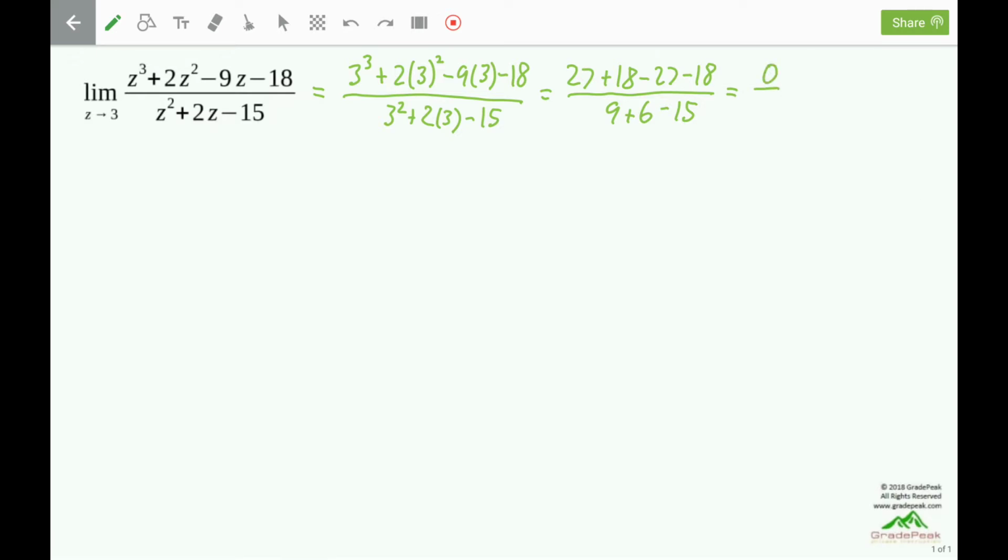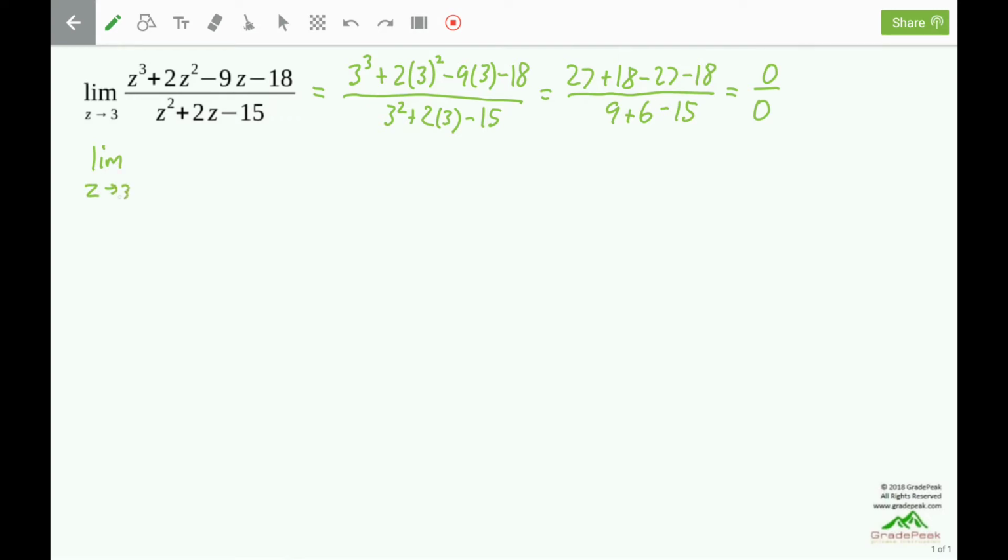We have a 0 in the numerator. In the denominator, 9 plus 6 is 15, minus 15 is a 0 in the denominator. We have the 0 over 0 indeterminate form, and we need to rework this to determine it. Since these are power functions, we're going to try the factor and cancel method.